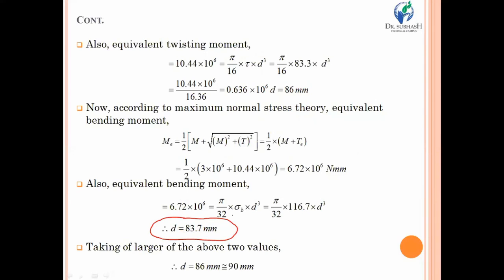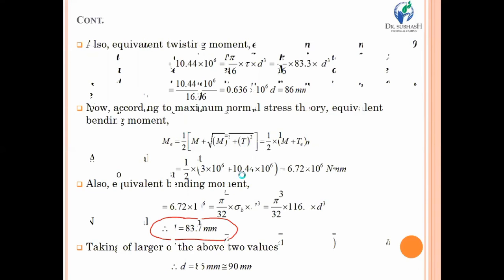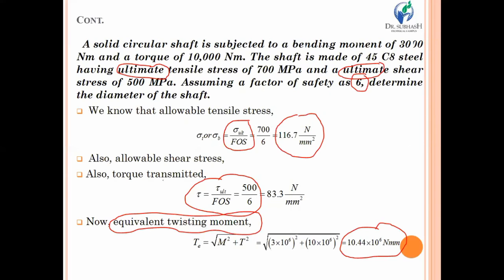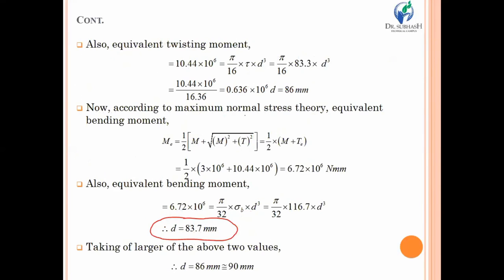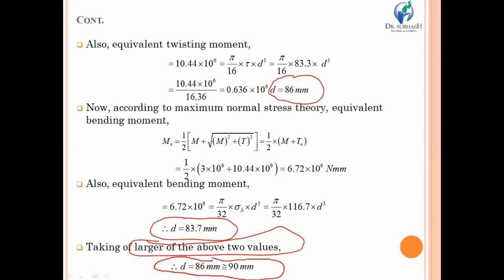Over here we have calculated the diameter of the shaft based on two theories. Look at the previous slide: over there, we calculated based on the maximum shear stress theory, and over here, we have calculated based on the maximum normal stress theory. So ultimately, you have two values of the diameter of the shaft. One is 86 mm, and the other is 83.7 mm. As a design engineer, you have to select the larger of the two calculated values. So the larger value, 86 mm, is your final design diameter of the shaft.